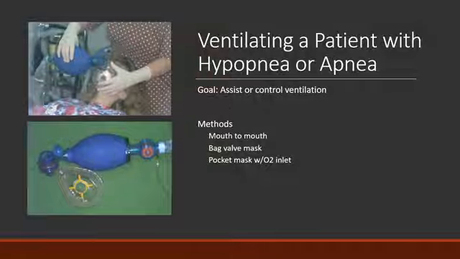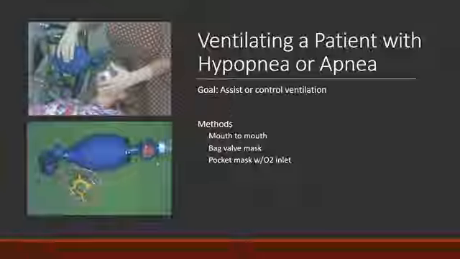Now, all of those are adjuncts, or things we can do to help a patient who's actively breathing and just needs some support. If we have patients who are unable to breathe on their own, or not breathing adequately at all, then we need to think about assisting them. Our goal is to either assist or control their ventilation. The methods we can employ are mouth-to-mouth, a bag valve mask, or a pocket mask with an O2 inlet. We'll talk about some of these.